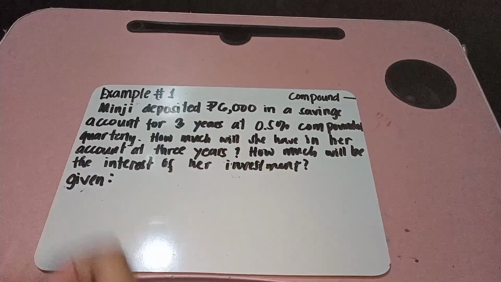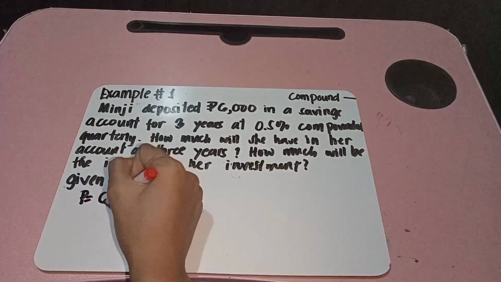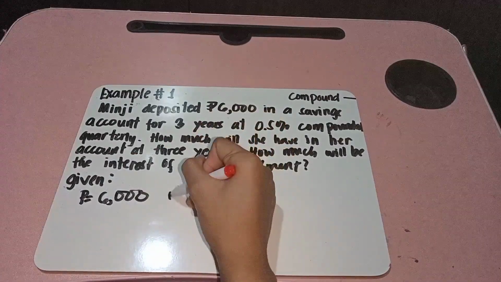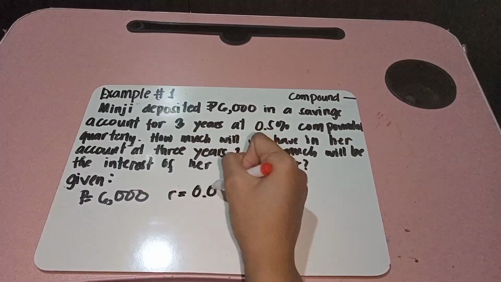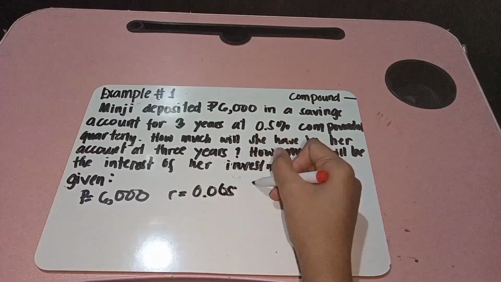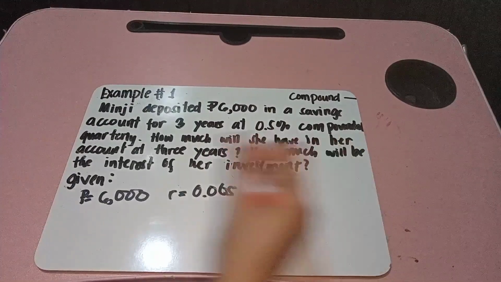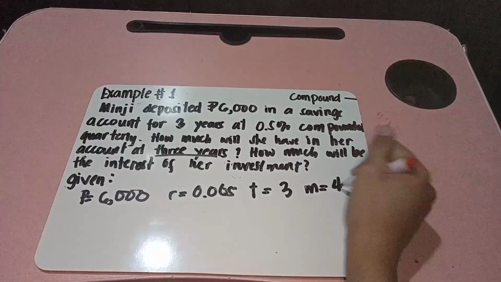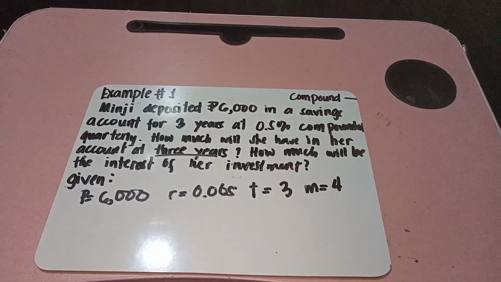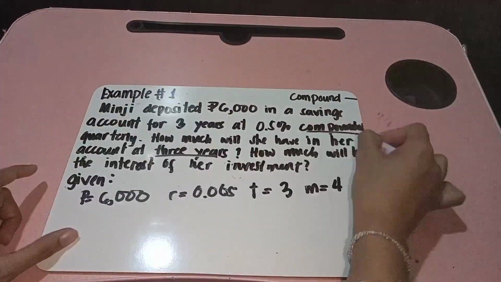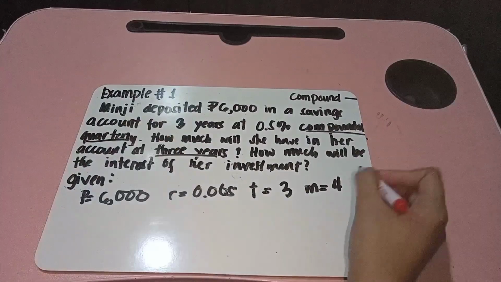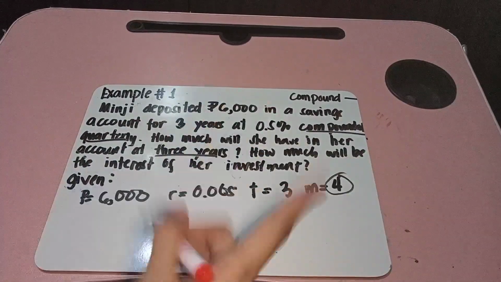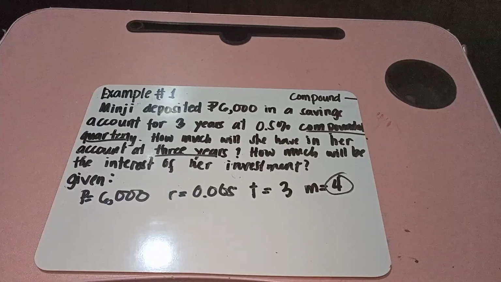For the given, we have principal of 6,000 pesos. Rate is equals to 0.005. T is equals to 3 since we have 3 years. M is equals to 4 since ang compounding period is quarterly. Here, compounded quarterly. So 4. Kapag quarterly, 4. Kasi 3, 6, 9, 12. So 4.